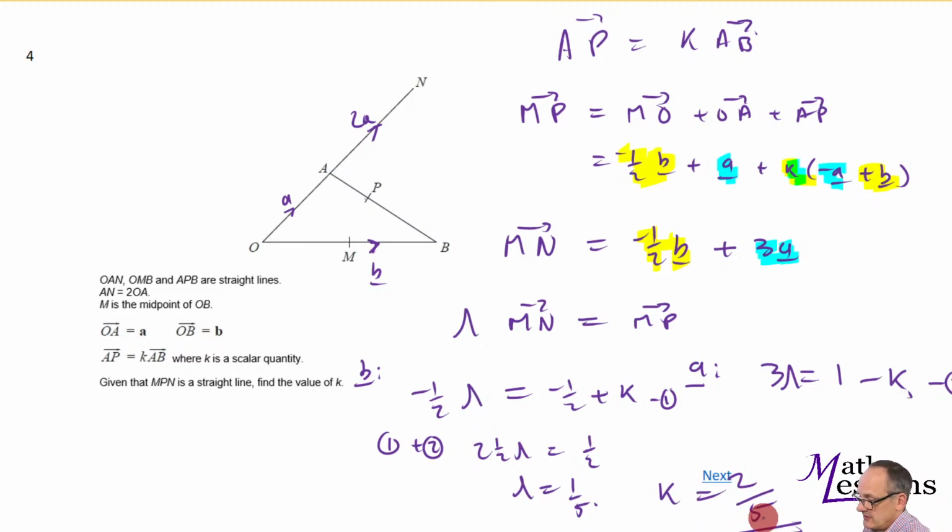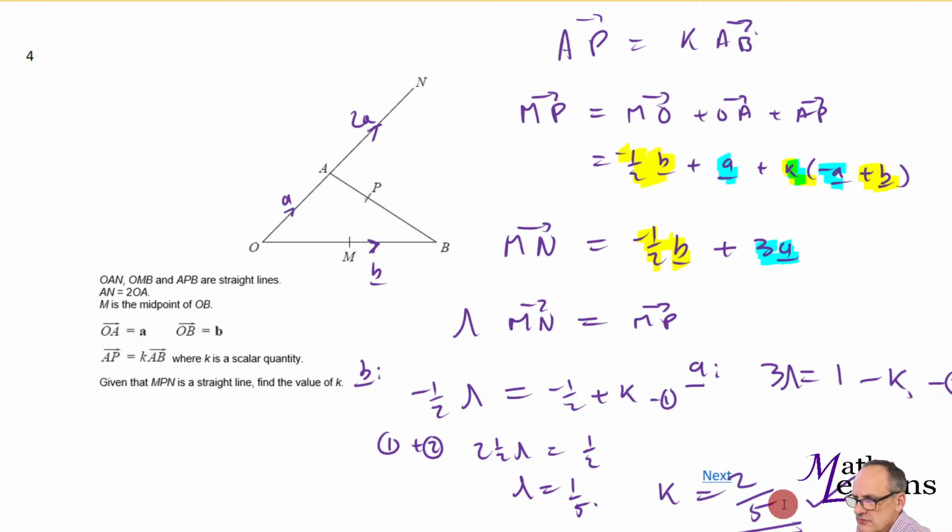And that's my final answer. But I might want to just check I haven't made a mistake, because it's quite a complicated question. So let's put the lambda 1/5 into here. So I'm going to get minus 1/10, I'm going to get plus a half, add that on, I get 4/10, which is 2/5 as well from this one. So therefore it does work. So there we go, k equals 2/5.